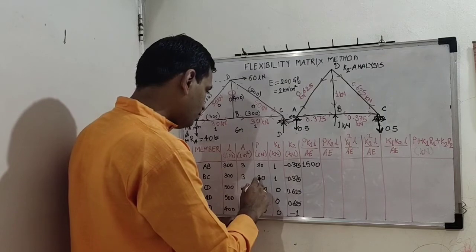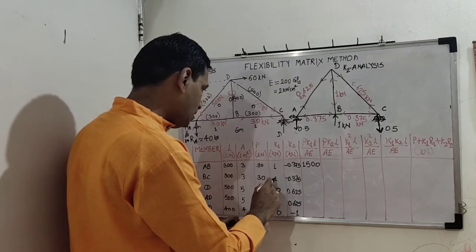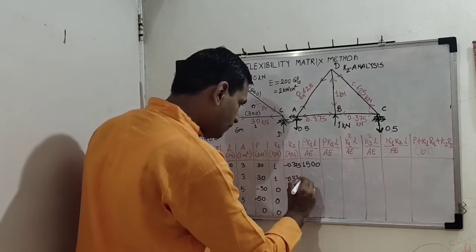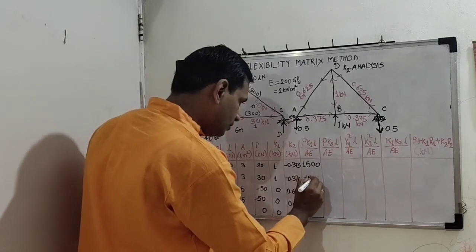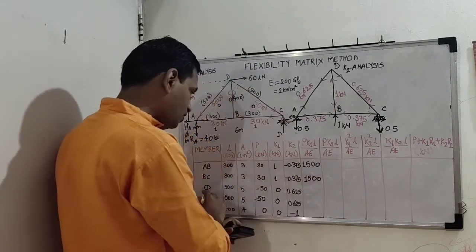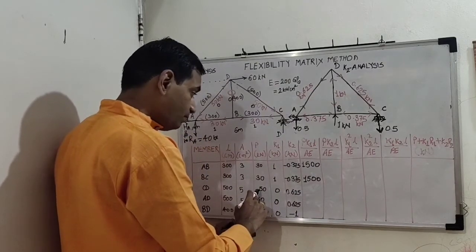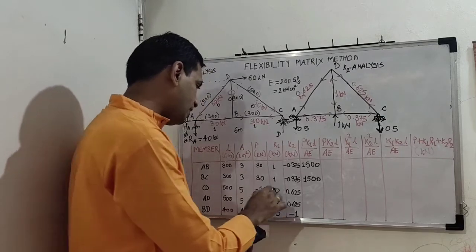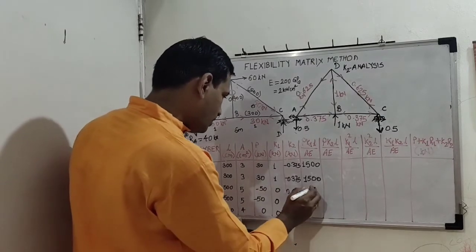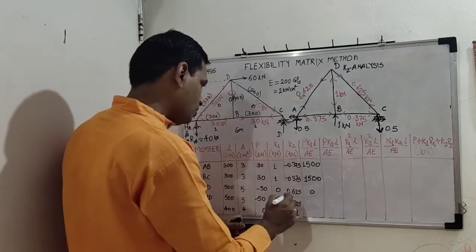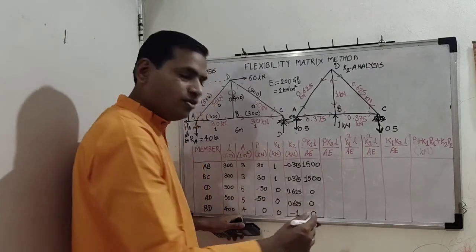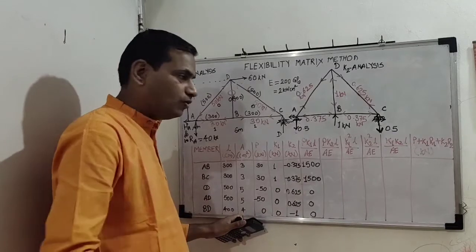Again same PKL upon AE, so same 1500. Next CD. So P force is minus 50 into K is 0. So no question. Here again 0. Third again 0. So this is simple. One column is over.